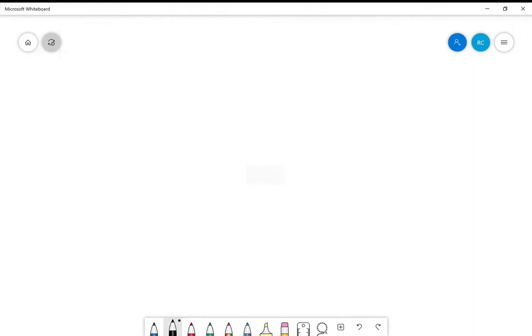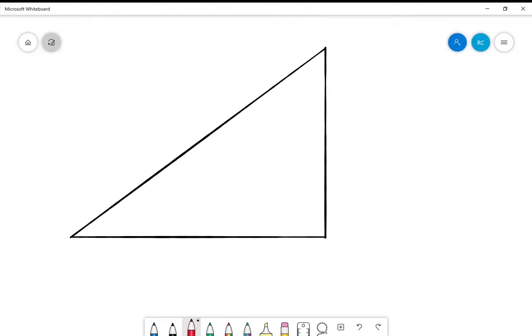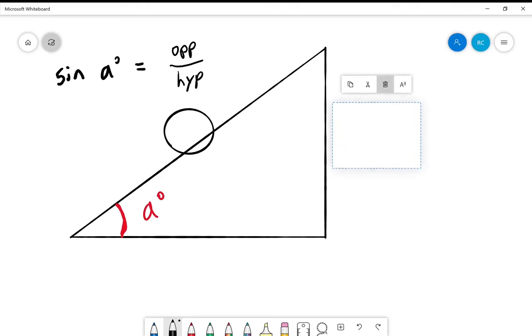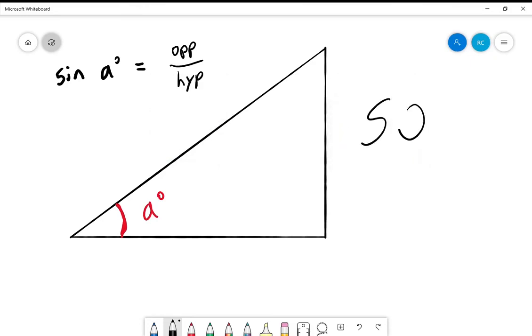So, a quick recap. If I have a right triangle, and this angle here is A degrees, then we define sine of A degrees to equal the length of the opposite side, that's this one, divided by the length of the hypotenuse, that's this one. That is the SO in SOHCAHTOA. Sine is opposite over hypotenuse. And we can find that ratio really quick using a calculator.